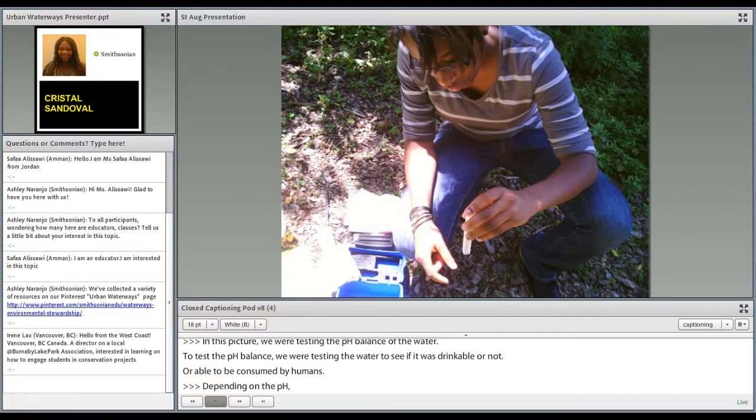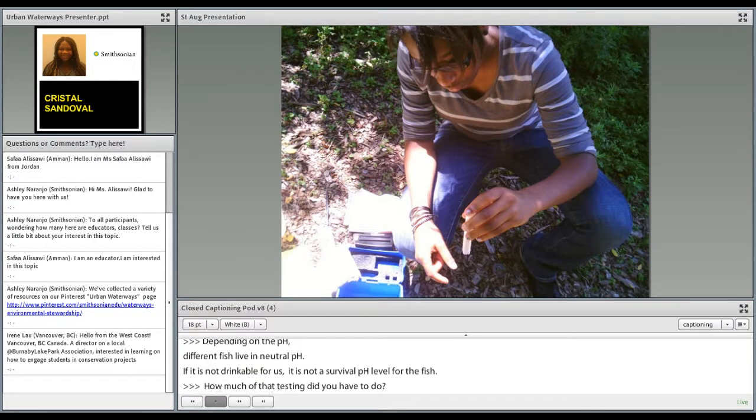That's great. How much of that testing did you have to do? How long did it take to kind of piece together the answers you were looking for? Well, we had to go to different places along the Anacostia River because different places are affected by different things. And it took us maybe like every Friday we went on a field trip to do this testing. So maybe like the fifth week is when we finally came to the conclusion. Wow. Okay. So every Friday.